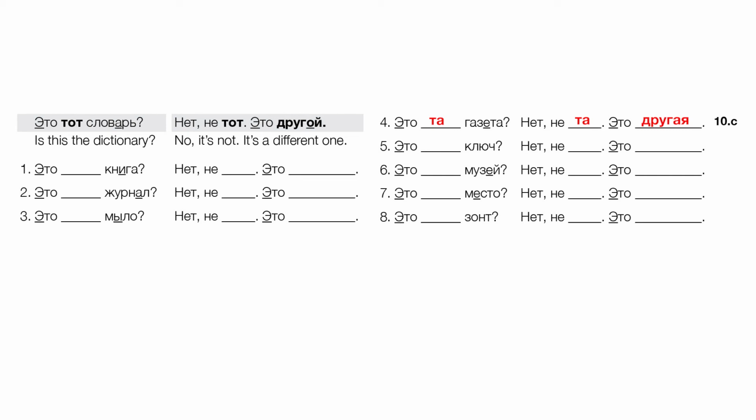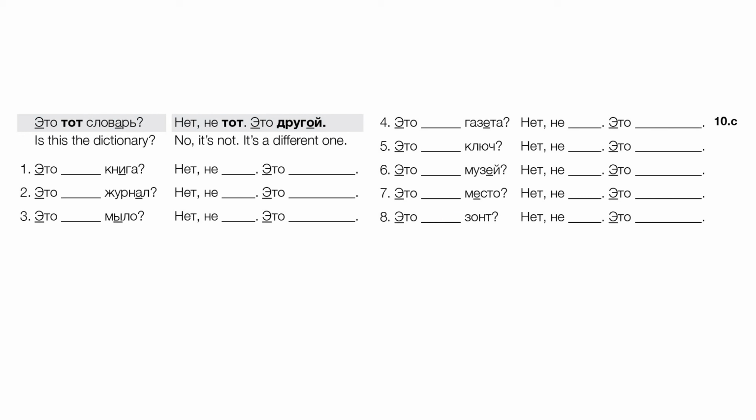5. Is this the key? Is this the right key? Это тот ключ. Нет, не тот. Это другой. 6. Is this the museum? Это тот музей. Нет, не тот. Это другой. 7. Is this the place? Or is this the seat in the theater or something? Это то место. Нет, не то. Это другое. 8. Is this the umbrella? Это тот зонт. Нет, не тот. Это другой.